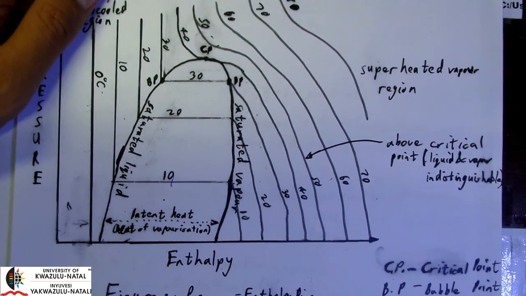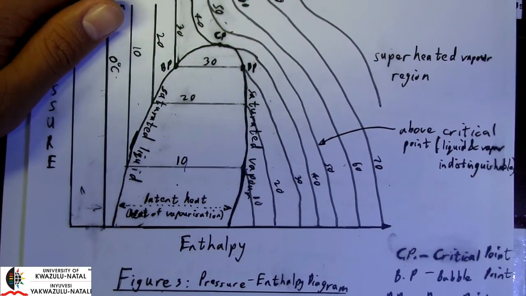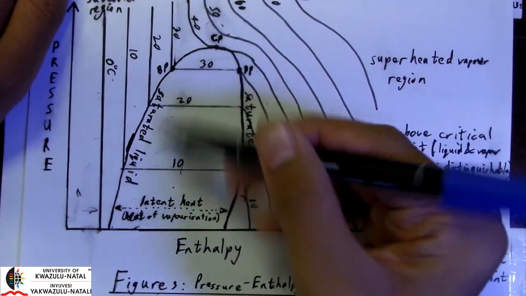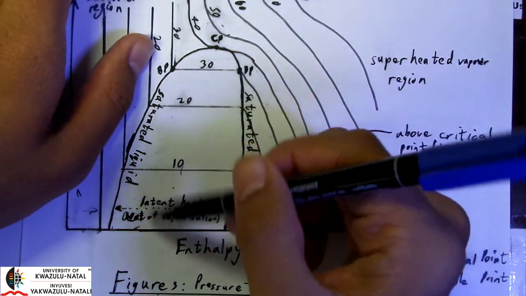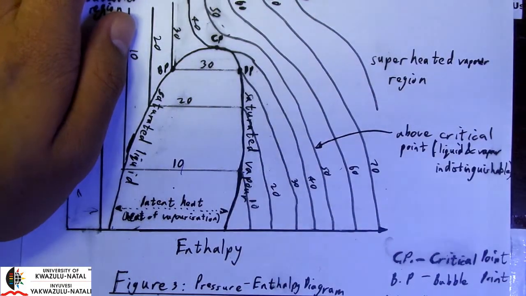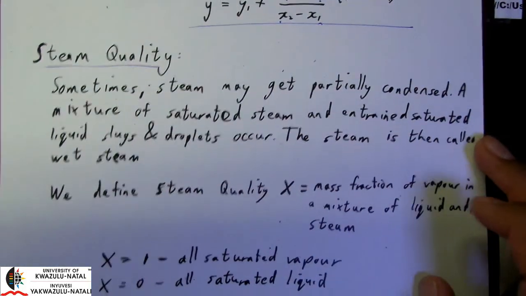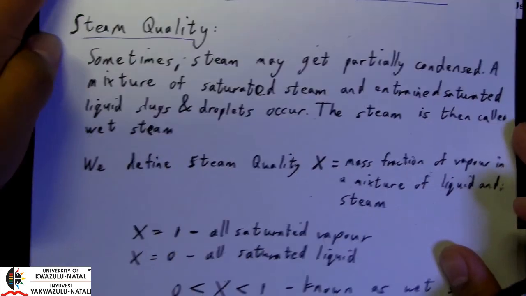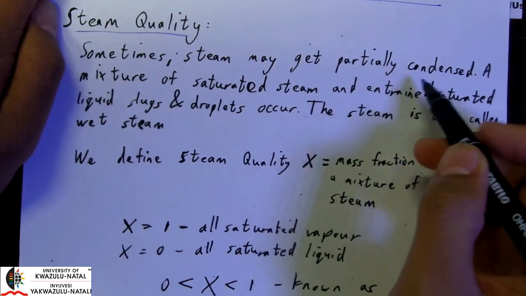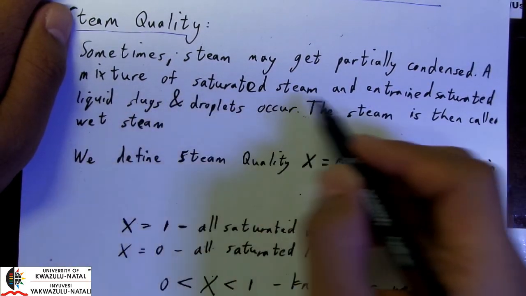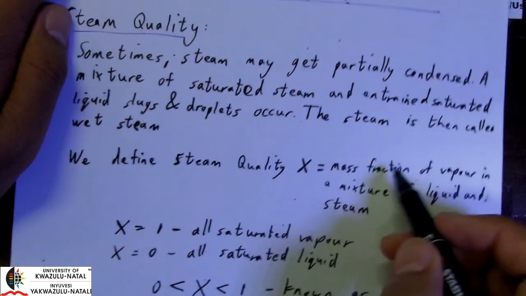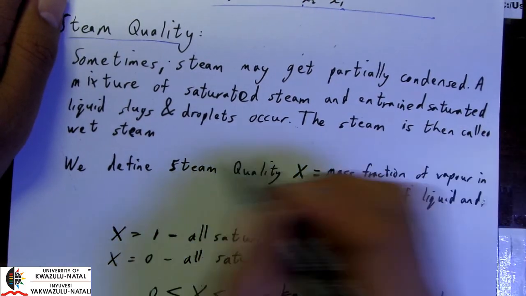This is the common case when we try to generate steam, however we don't have enough energy. So we end up creating what is called wet steam, and that wet steam consists of liquid and vapor, and it's useful to quantify how much liquid and how much vapor. This is what steam quality is about. Sometimes steam may get partially condensed or even partially vaporized, so that we end up having a mixture of saturated steam and entrained saturated liquid. So the steam is then called wet steam.